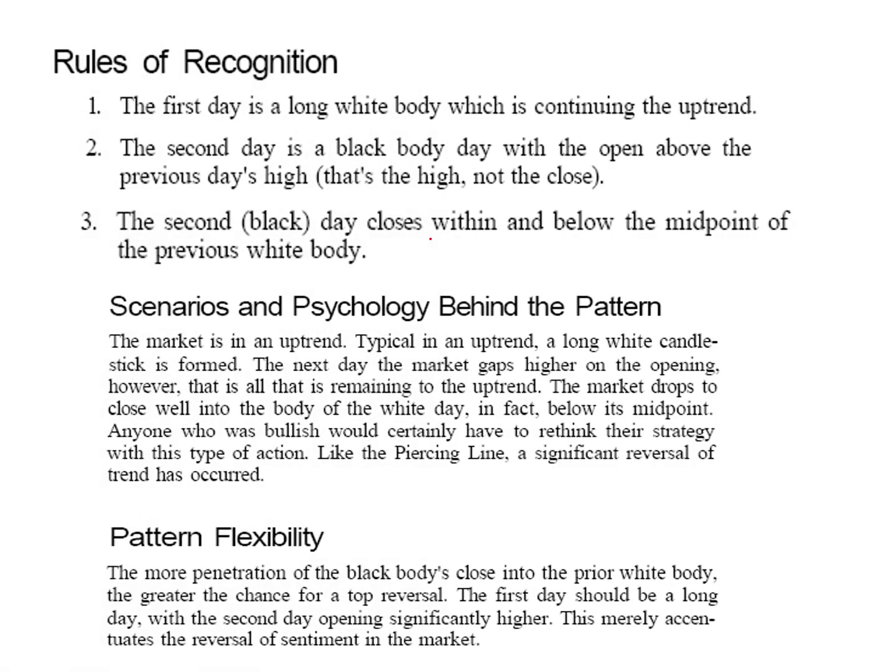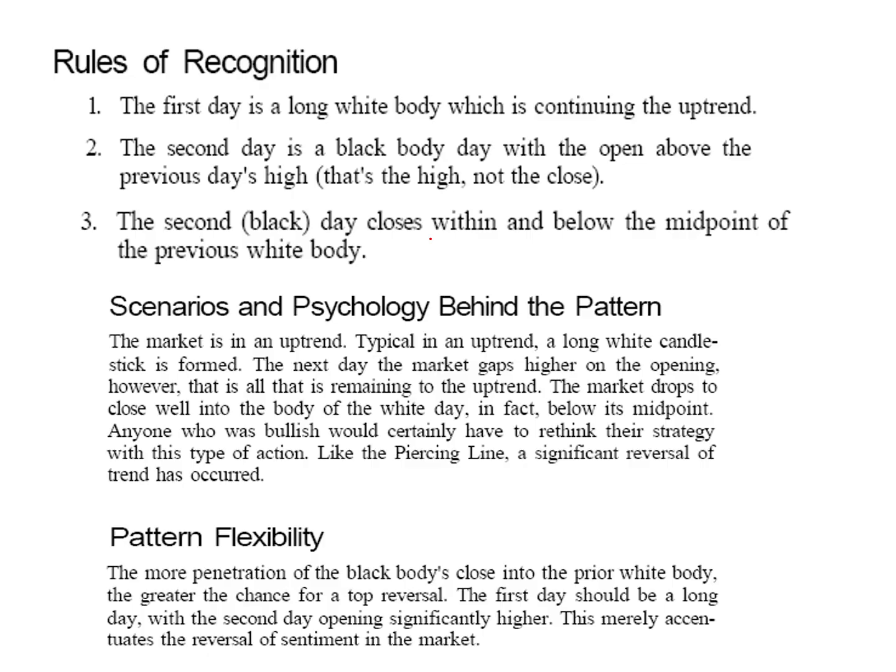How to recognize it? The first day is a long white body, which is a continuation of the uptrend. Since this is a bearish reversal pattern, it will continue the previous uptrend, which is the white body. The second day is a black body day with an open above the previous day's high. The second day closes within and below the midpoint of the previous white body. So these are the 3 points which will confirm that this is the dark cloud cover.